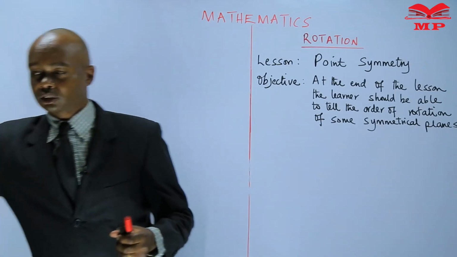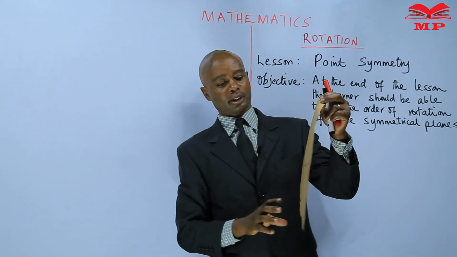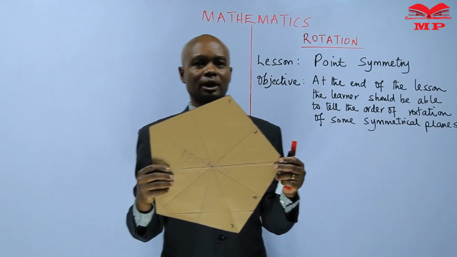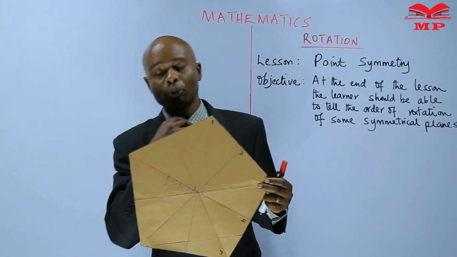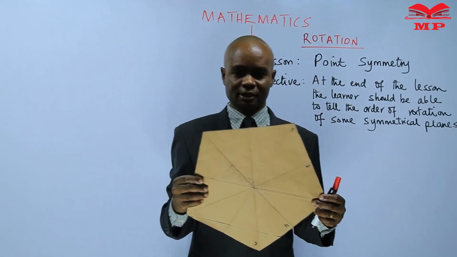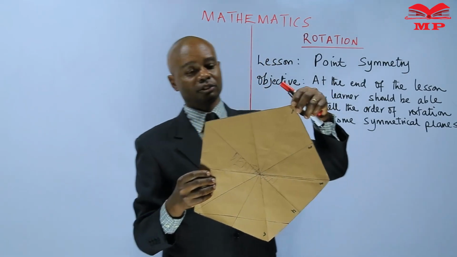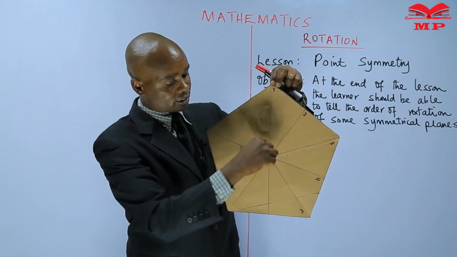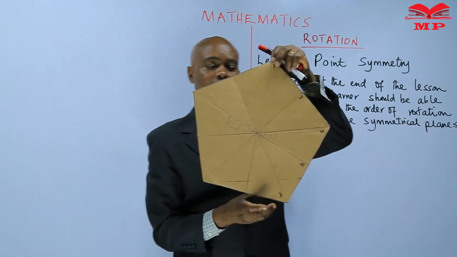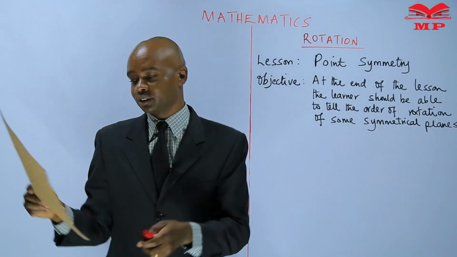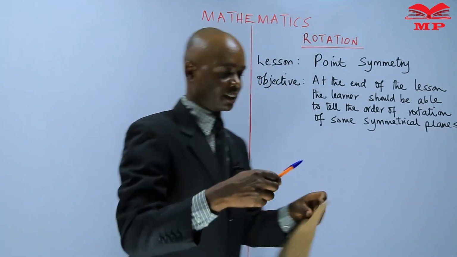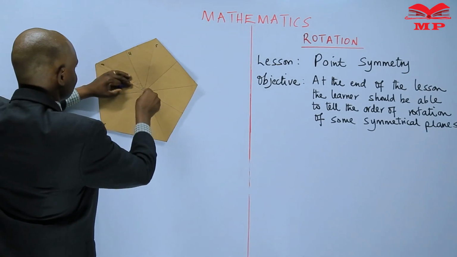So we shall try by looking at the pentagon. In the earlier lesson, we learned that a pentagon, any polygon, will have the number of lines of symmetry equal to the number of sides. And we said the lines of symmetry rise from the vertex to the center and strike the center of each side. Like for instance, this pentagon has 5 lines of symmetry.